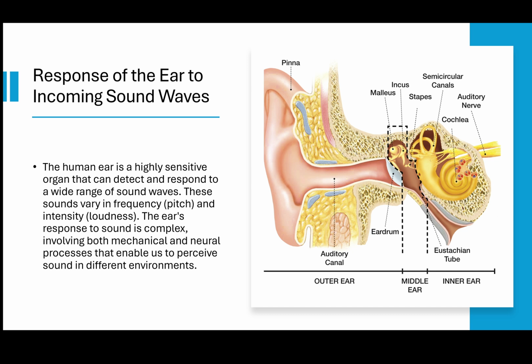Once sound waves are collected by the pinna and sent through the auditory canal, they vibrate the eardrum, which causes vibrations in the malleus, incus, and stapes. This then vibrates fluid in the semicircular canals, which creates pressure differences in the cochlea, and these are picked up by the auditory nerve.